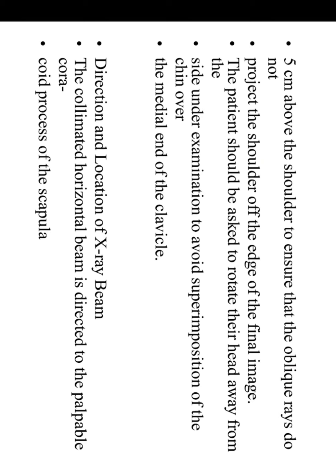The image receptor is positioned 5 cm above the shoulder to ensure that the oblique rays do not project the shoulder off the edge of the final image. The patient should be asked to rotate their head away from the side under examination to avoid superimposition of the chin over the medial end of the clavicle. Direction and location of X-ray beam. The collimated horizontal beam is directed to the coracoid process of the scapula.